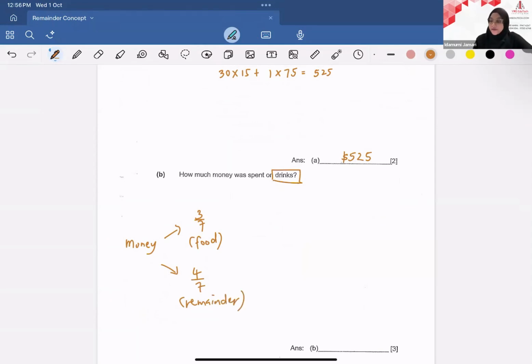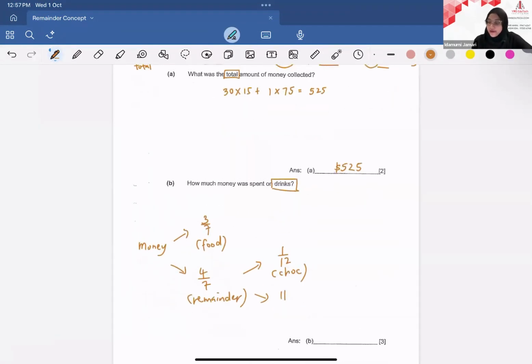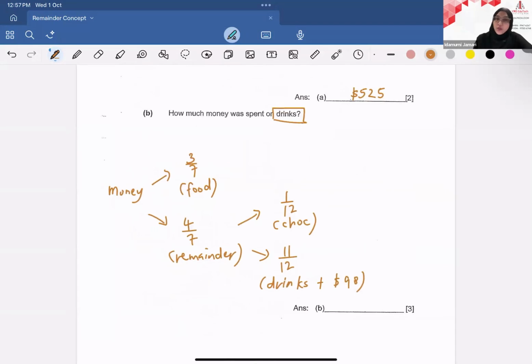And out of this 4 out of 7, 1 out of 12 of the remainder was spent on chocolate. So from the remainder, branch out, label 1 out of 12, label chocolate. So what fraction of the remainder was left? That will be 11 out of 12, which was spent on drinks, and the amount left, which was $98. What else can we label? We can label the total amount of money that we found earlier in part A, $525.